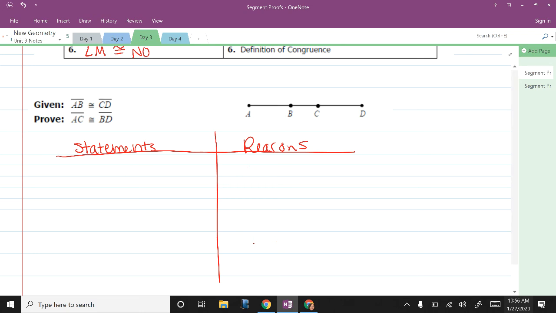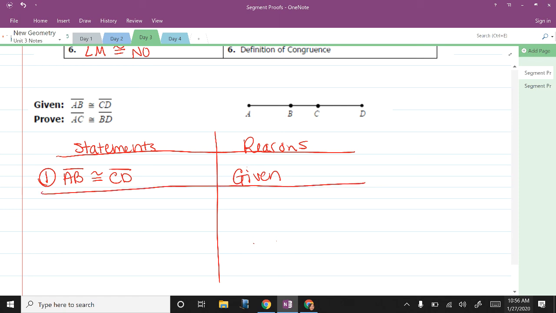Given. AB is congruent to CD. And the first reason is always given. You should never turn in a blank proof. Not even on a bonus. I mean, come on. Y'all can do that, right? Okay, I'm going to mark it. AB is congruent to CD. All right?